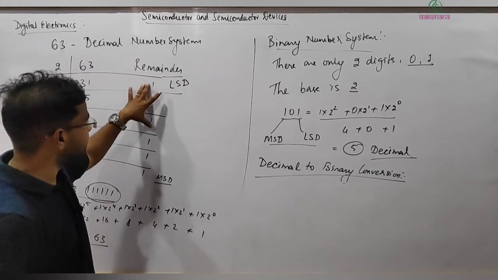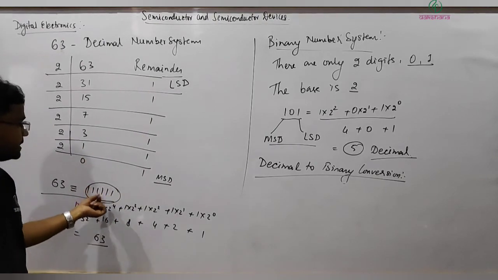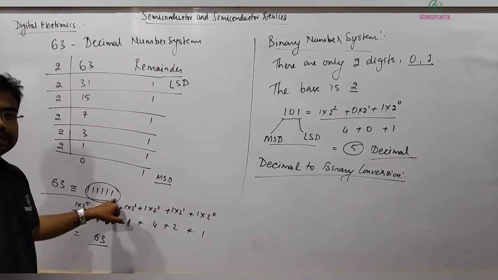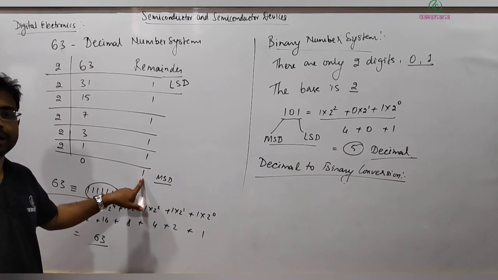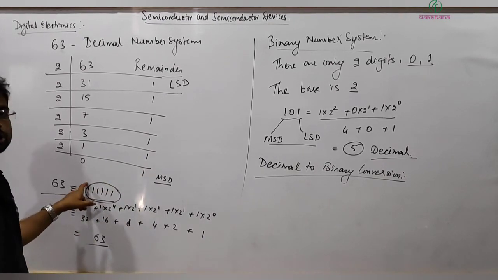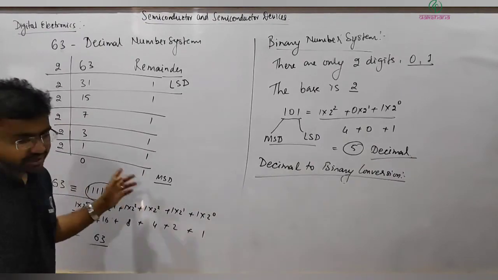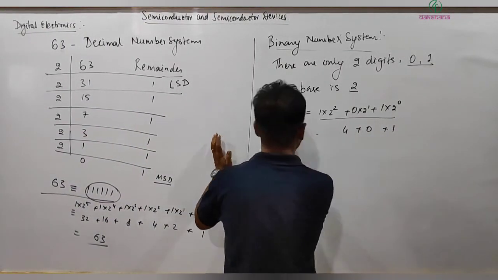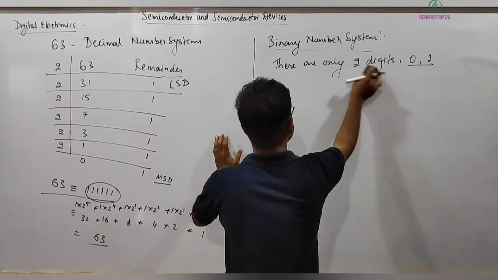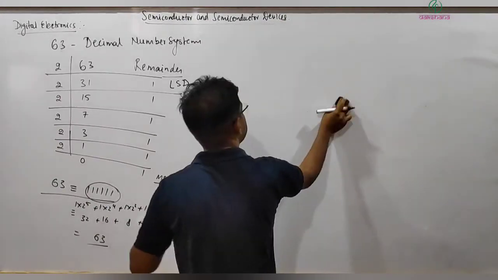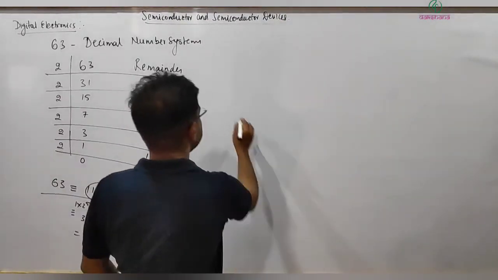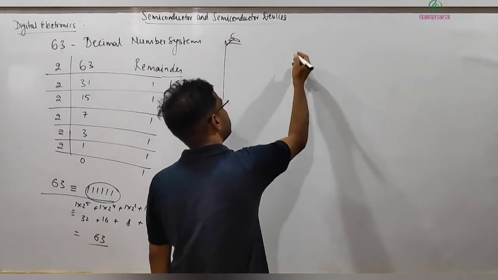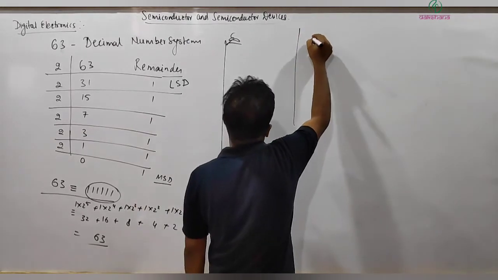So the remainder will be written such that whatever digit comes first here will be your least significant digit, and the last remainder is your most significant digit. So in that way we will get the conversion of decimal to binary number system. And let me write one more example, it will make more sense. So let me convert 85.